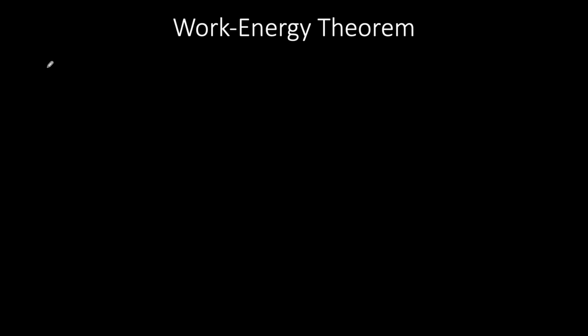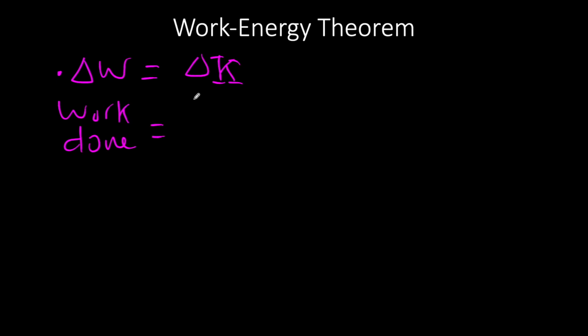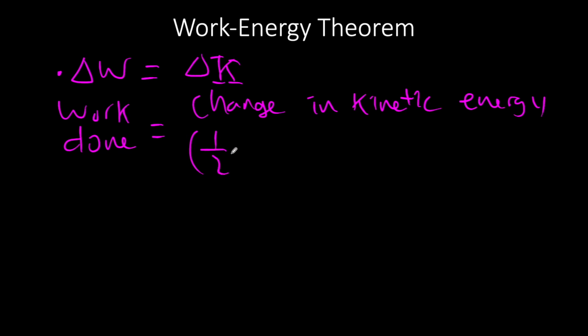So the work-energy theorem is very simple. Basically it says this: work done is equal to change in kinetic energy, so a half times mass times (vf squared minus vi squared). This is what the work-energy theorem states.